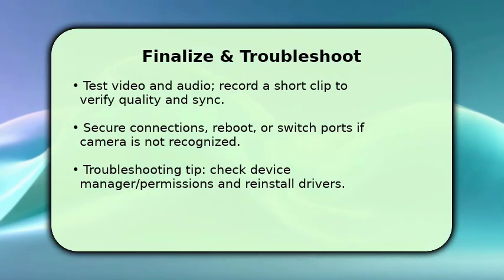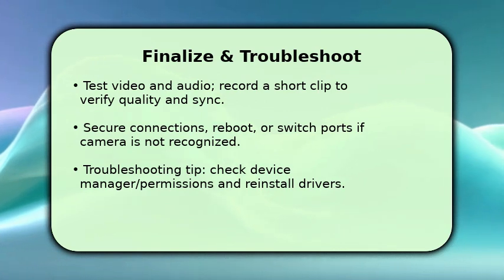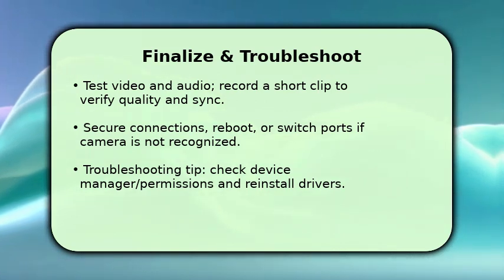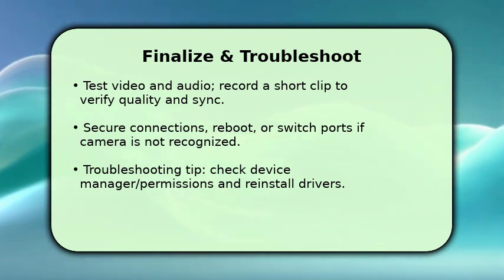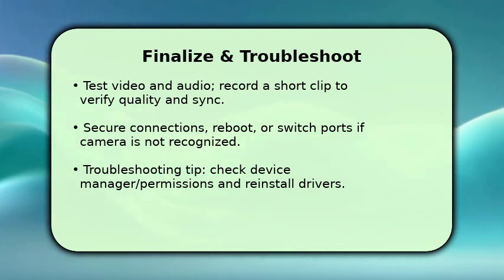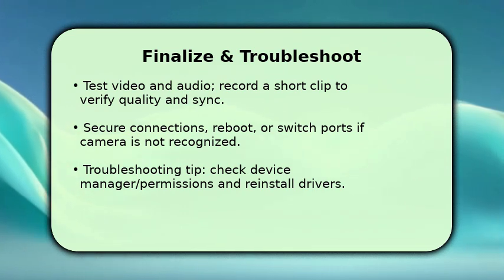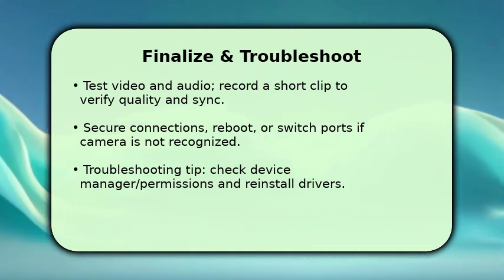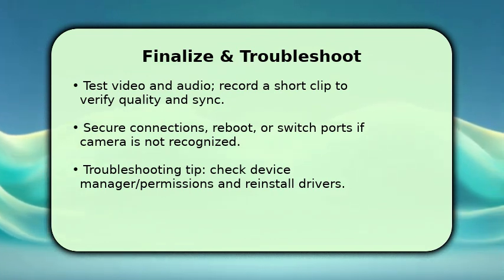You finish by testing. Record a short clip to confirm video quality and audio sync. Playback will show issues immediately. If the camera fails to appear, disconnect and reconnect, try another USB port, or reboot the laptop to clear hung drivers. Make sure cables are secure and powered hubs are active. If problems persist, open Device Manager or System Settings to verify permissions and reinstall drivers. This step resolves most recognition and permission errors and gets you back on camera quickly.